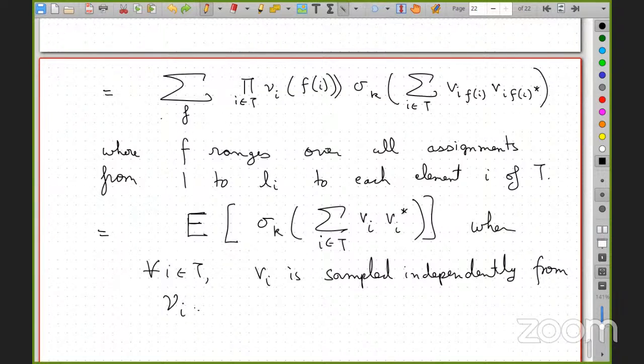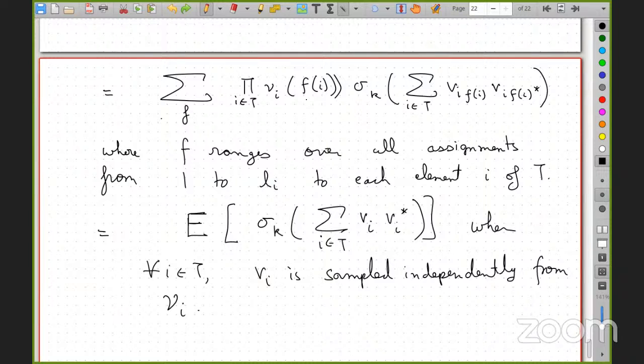So let's just see about it. Fix this T. Let's fix a T. Now what are we doing for every coordinate in T? We are choosing the vector vi with some probability. But what is the weight? Look at any one particular assignment f. What is the weight that assignment f gets? It's exactly the probability of choosing those vectors from the corresponding ith coordinate.